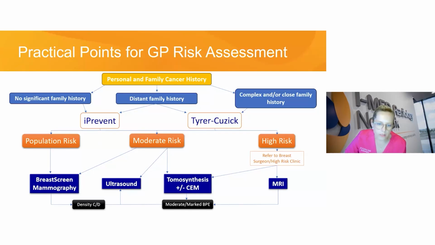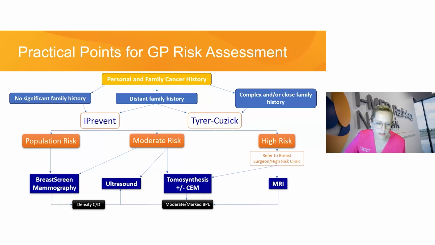Women who are moderate risk are the hard ones, as I said. So I would say contrast mammo is lovely, plus or minus ultrasound. If you're having tomosynthesis, I think you need ultrasound. And then population risk, breast screen mammography.